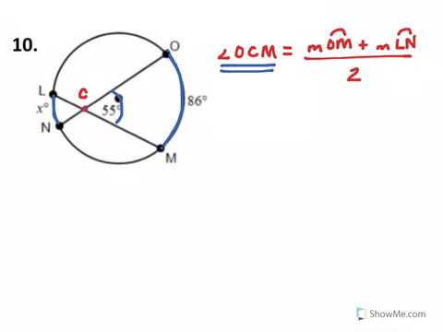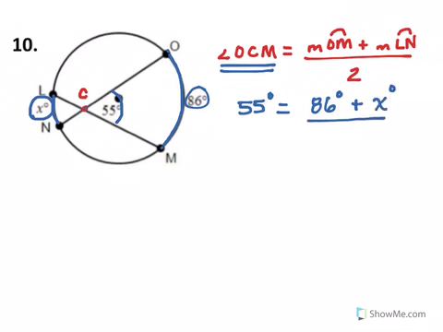So OCM, that angle we know is 55 degrees. That is equal to the arc O to M, which is 86 degrees. That is here. And the sum of that and the opposite side here, which we don't know, which is x degrees, and we take the average of those two arcs. So divided by 2. Now it's just using algebra to isolate our variable.